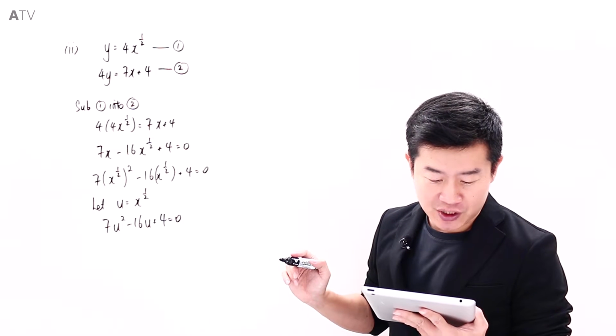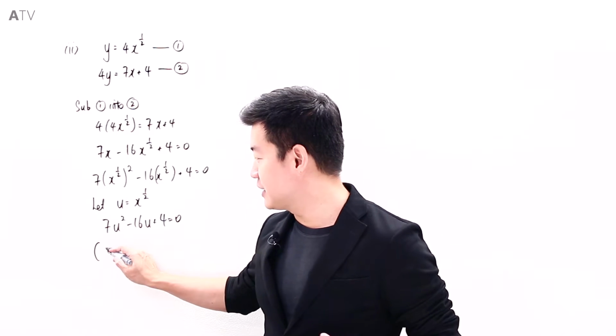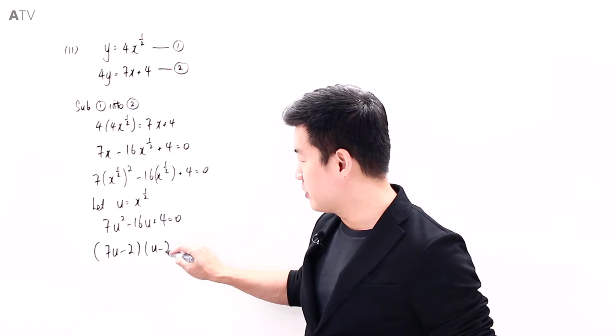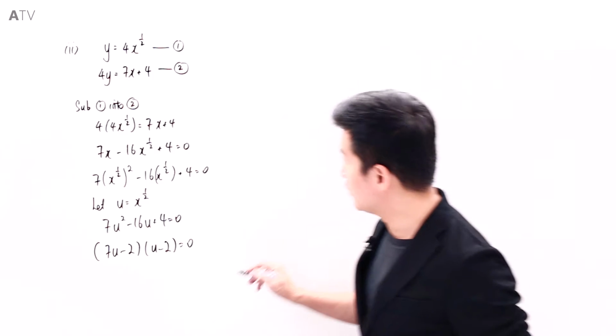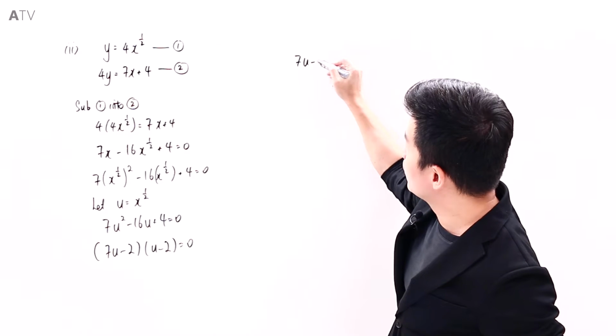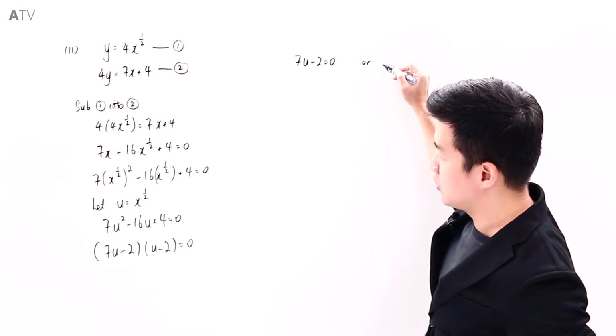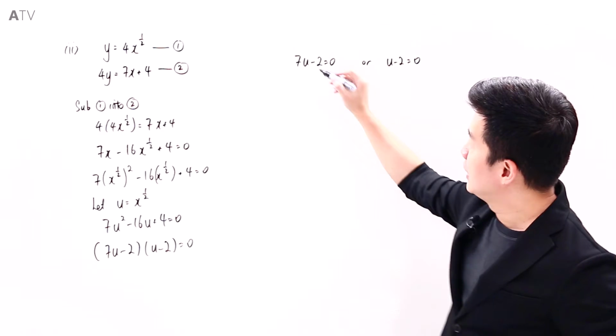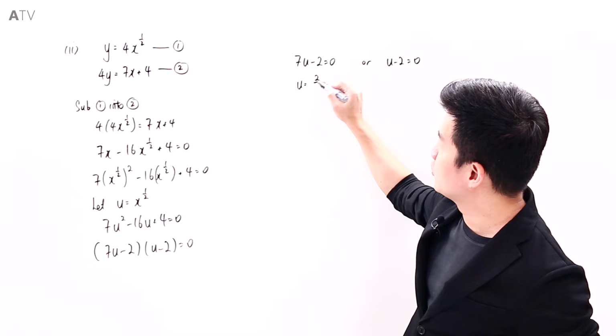And this is a quadratic equation that we can factorize. Factorizing this, we will get 7u minus 2 and u minus 2 is equal to 0, which means that 7u minus 2 must be equal to 0 or u minus 2 is equal to 0. So u is going to be equal to 2 over 7.